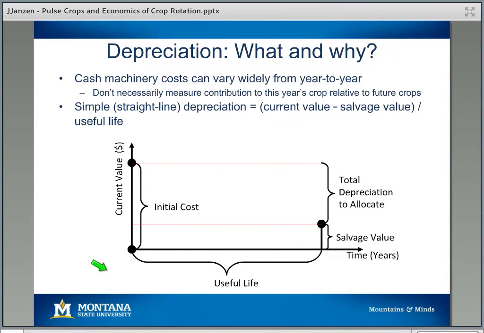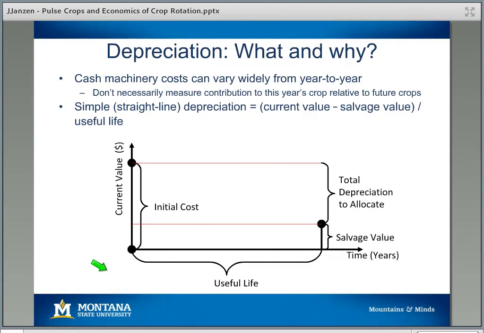Okay, just to think about depreciation, and I want to focus on this because the machinery needs for pulse crops sometimes are different than for other crops. Cash machinery costs, how much we actually spend on machinery, can vary a lot from year to year. It doesn't necessarily measure the contribution to this year's crop of that machinery relative to future crops.